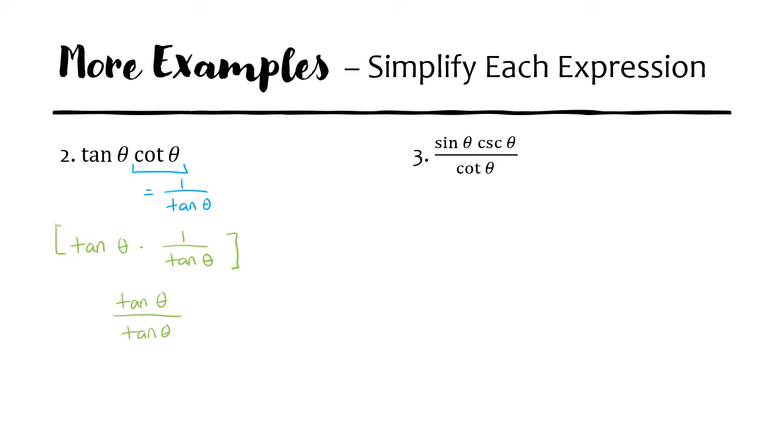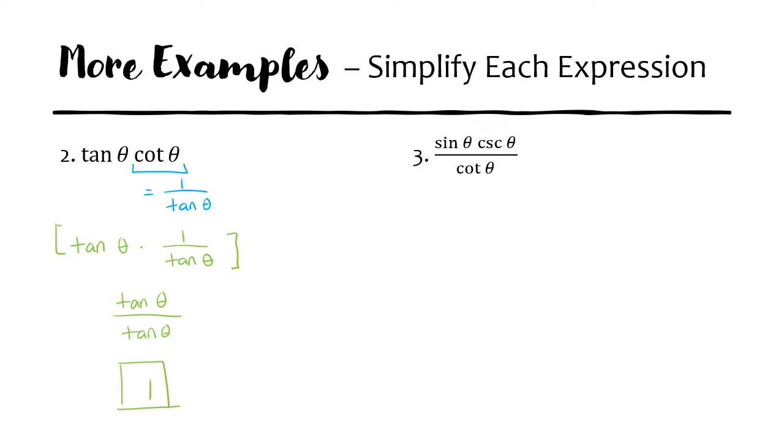Well, again, like sine over sine simplified in the previous example, tangent over tangent will simplify all the way down to plain old 1. So this is an example of being able to simplify all the way down to just a single value, not even a trig function anymore. Tangent times cotangent will always be equal to 1. Okay, let's look at number 3. This time we have sine times cosecant all over cotangent.